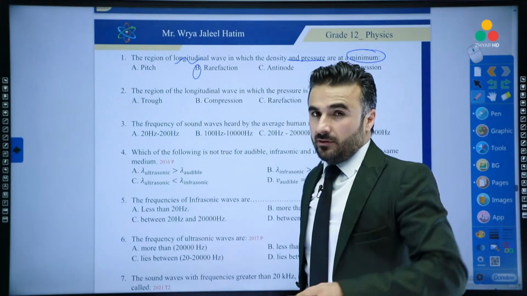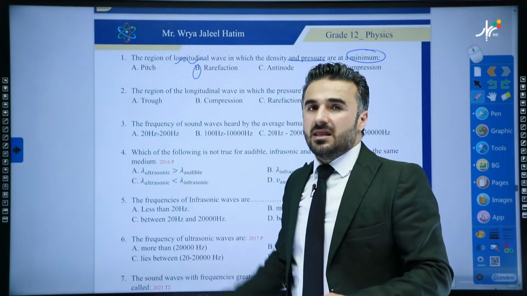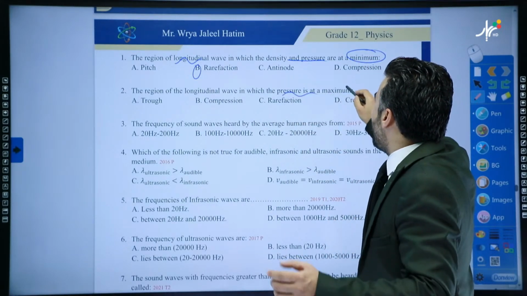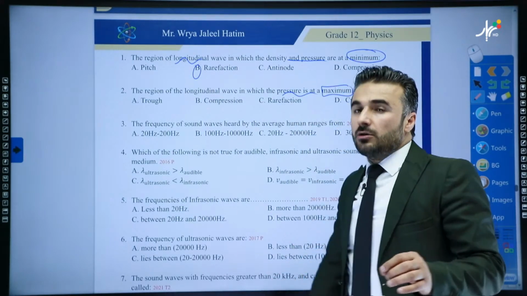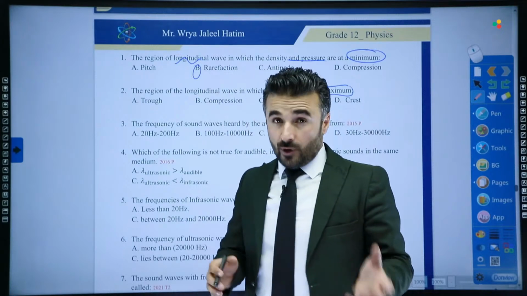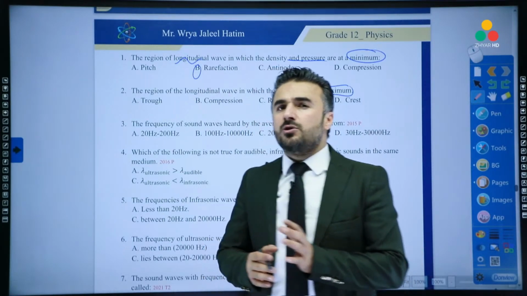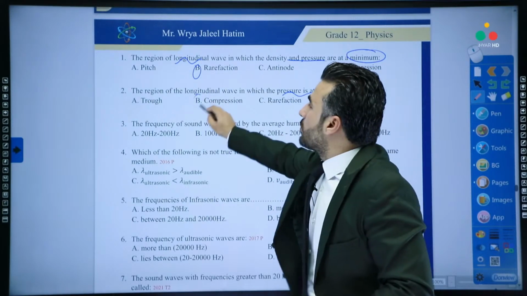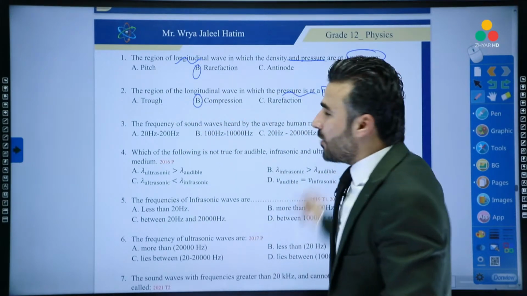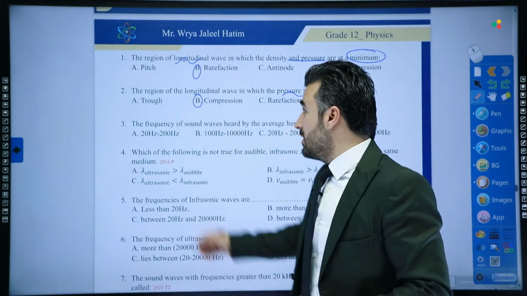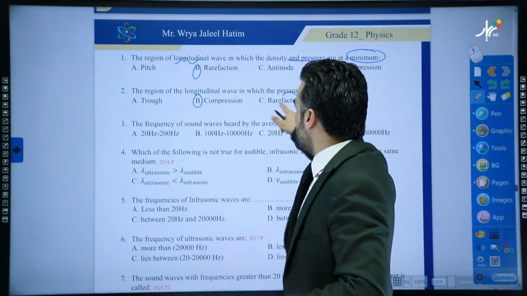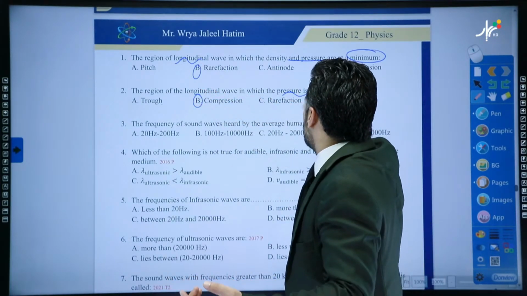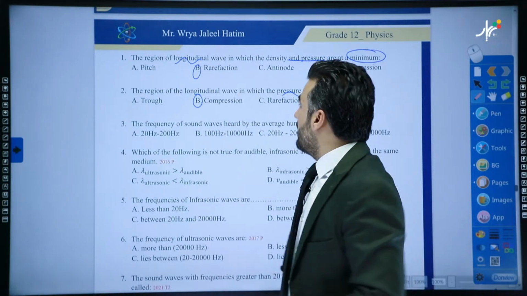Look at the second question, the same question, except the end is different. It says where the pressure is at maximum. A region on a longitudinal wave where the pressure is at maximum, that is clearly compression. Remember, trough and crest are for transverse waves, which is not the case here. We just have compression and rarefaction for longitudinal waves, and where the pressure is at maximum, that is obviously compression.